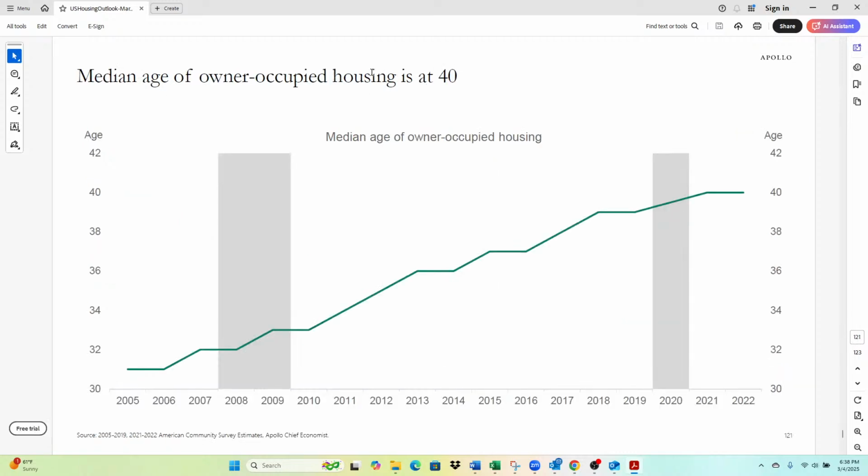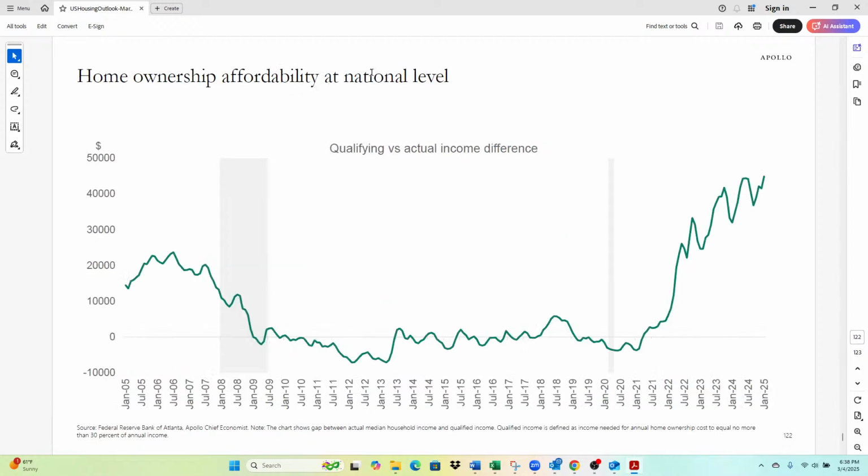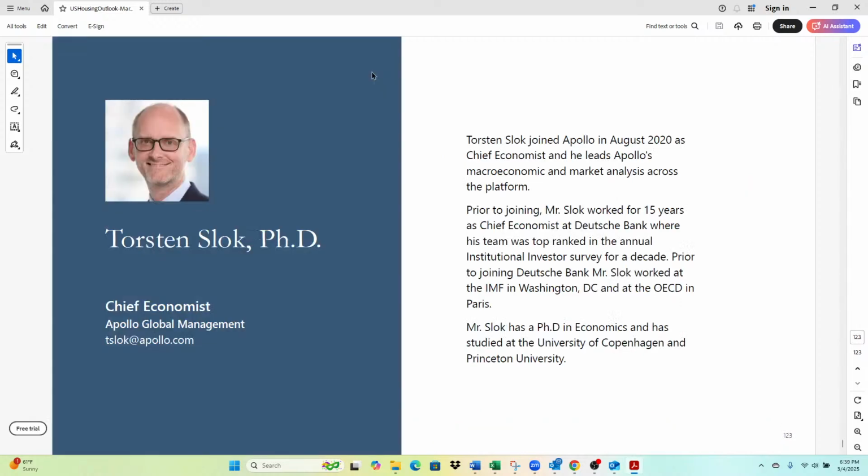Median age of owner-occupied house is 40 years old. I think that's not the owner. I think it's the age of the house. Home ownership affordability at a national level, we know it's just strained right now. And here's Dr. Torsten Slok. And with that, I really want to invite you to track, if you like this at all, track Dr. Slok. He does great work.